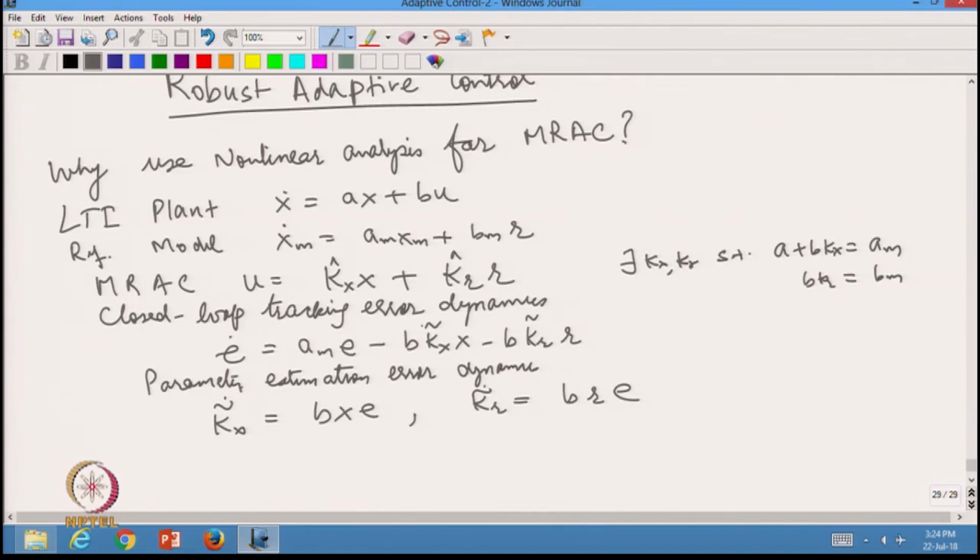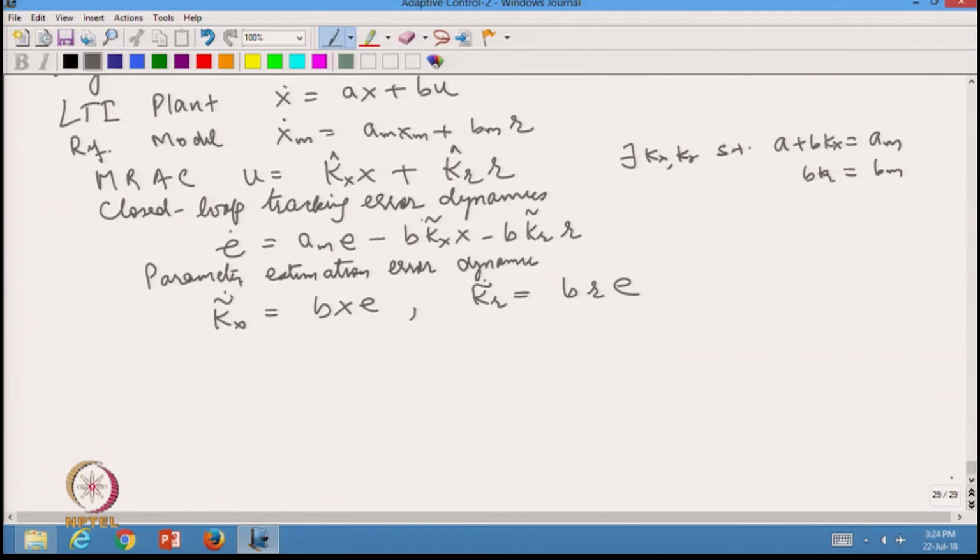So, now here we want to express this as a state space system. So, we look at the right hand side. Of course, we know that the states are e, k x tilde and k r tilde. Now, if we can express the right hand side in the form A x plus B u or something like that, then we can say it's a linear system, and we could use linear design tools for analysis, for stability analysis. So, let's see what the right hand side here comes out to be.